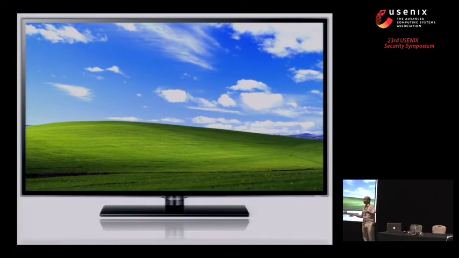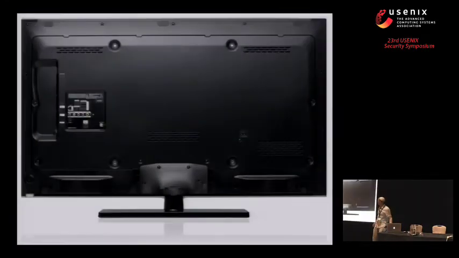However, I think there's even something deeper in this talk. Some of the fundamental ideas, some of the fundamental reasons for these vulnerabilities are going to be very interesting for system designers of other systems which are similar to televisions. So to see that, I'd like to take you back, and to the back. This is the back.